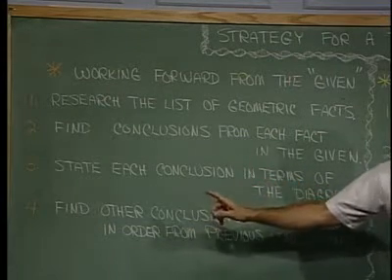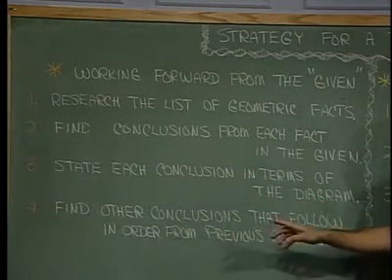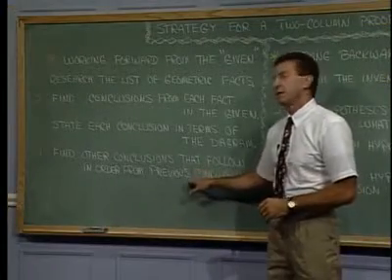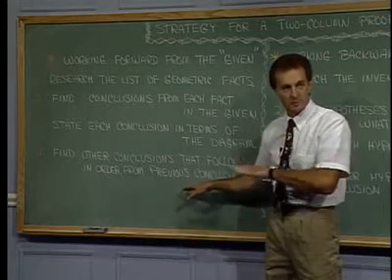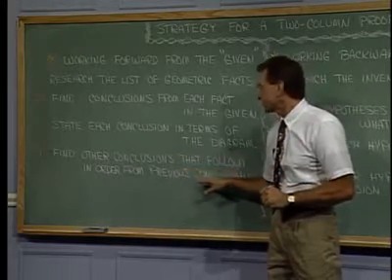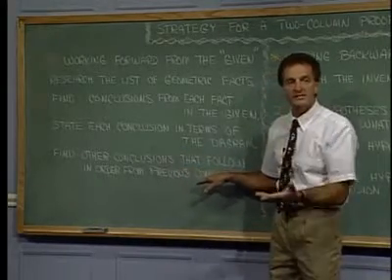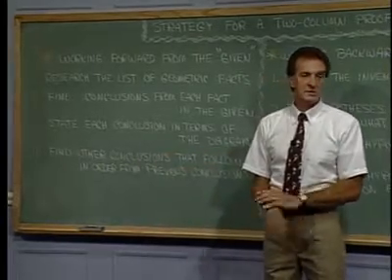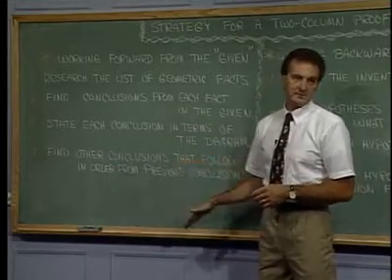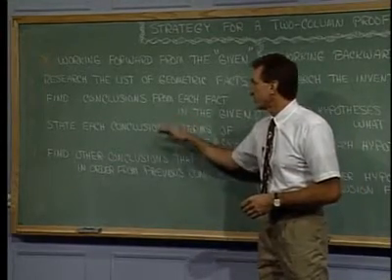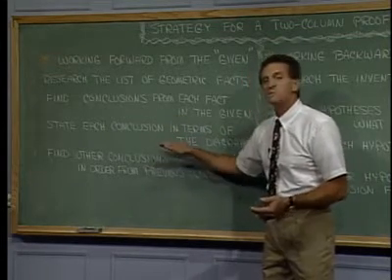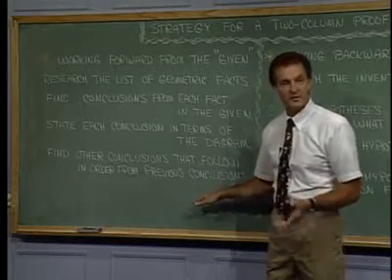And number 4, find other conclusions that follow in order from previous conclusions. You may not be able to see a conclusion down towards the bottom of a proof someplace that needs to be inserted in a proof, because some conclusions can be evolved from previous conclusions. That's why it's all very logical and sequential. You won't be able to see down here until you get there. So as you go through the proof with your facts and search for conclusions from each fact, these conclusions will lead to other statements which give us other conclusions.